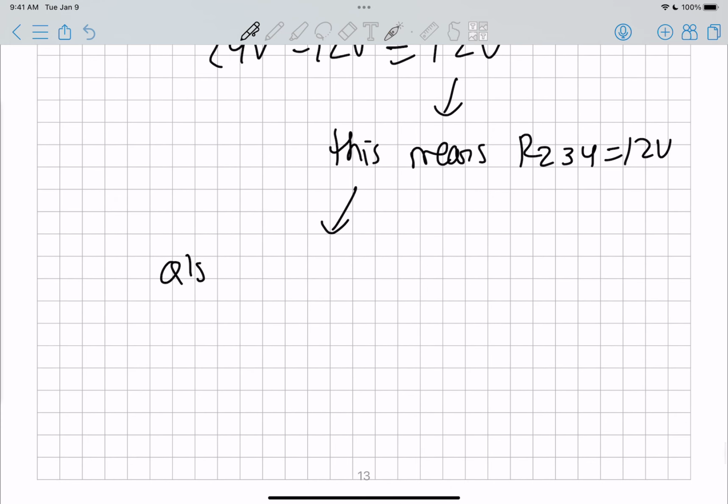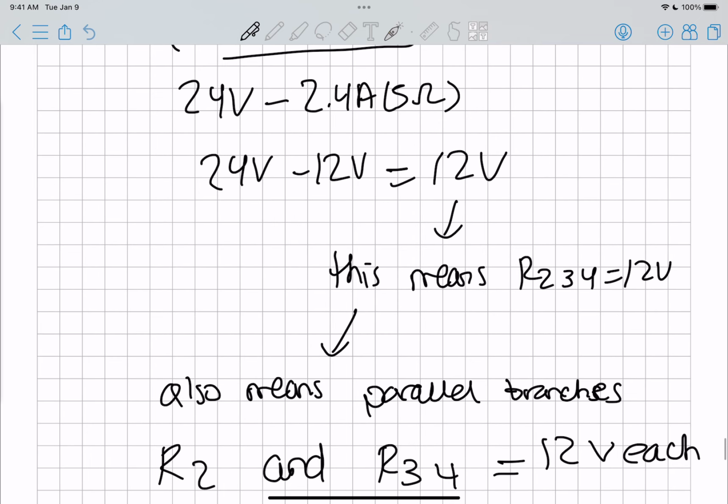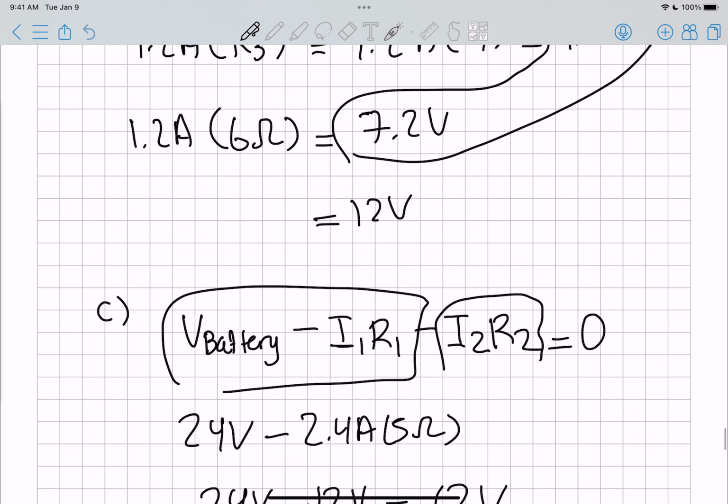So this means R234 is equal to 12 volts. It also means the parallel branches R2 and R34 are equal to 12 volts each, right? Because the voltage would be the same across them. So given that, because V equals IR, then I2 R2 has to be equal to this 12 volts, right? I know that.